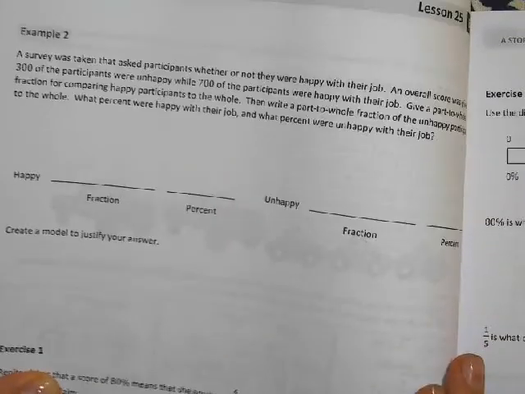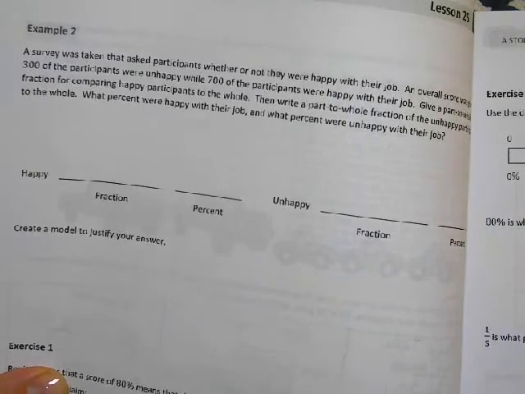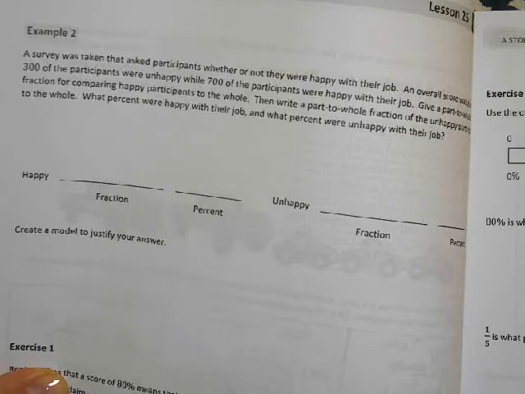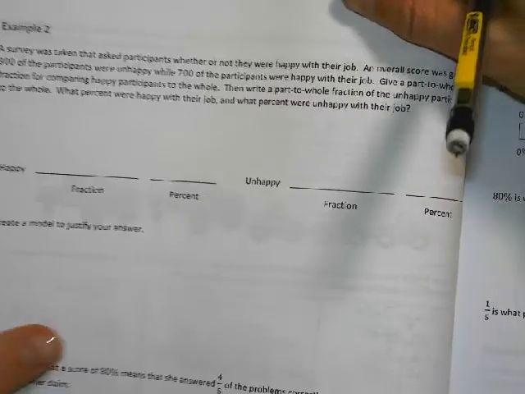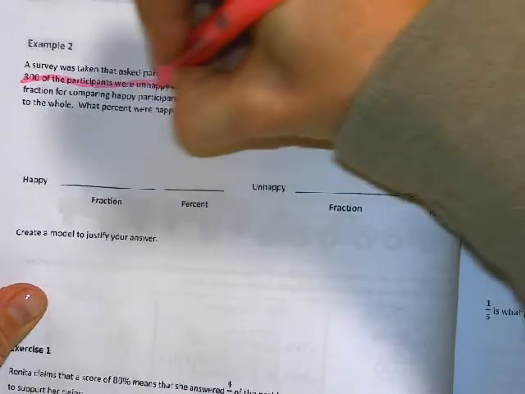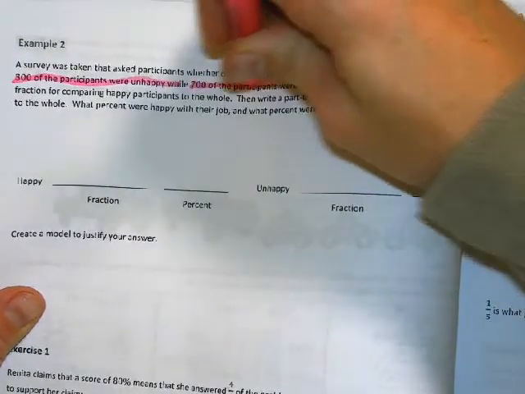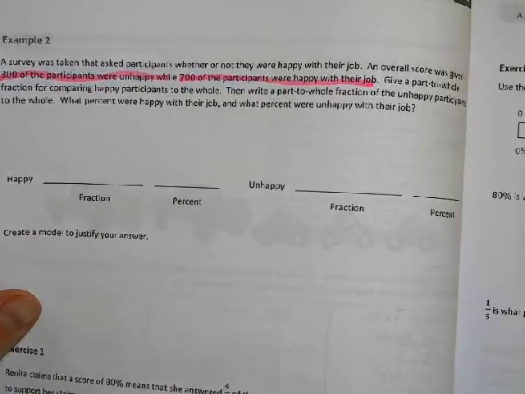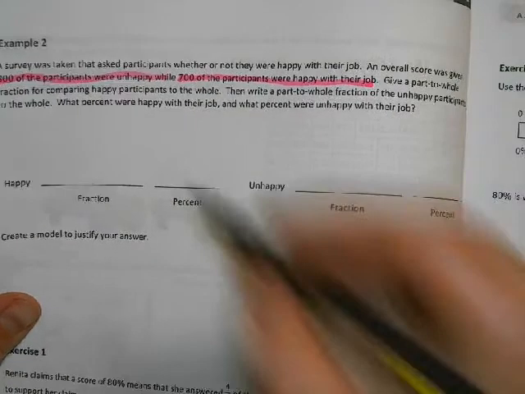Example 2. A survey was taken that asked participants whether or not they were happy with their job. An overall score was given to 300 of the participants were unhappy, while 700 of the participants were happy. So we have 300 unhappy, 700 are happy. It says give a part to whole fraction for comparing happy participants to the whole.